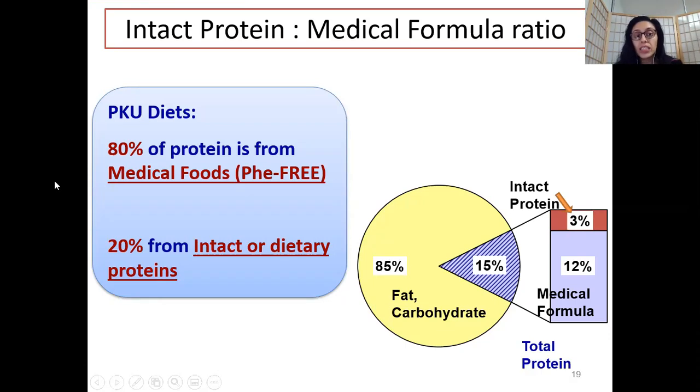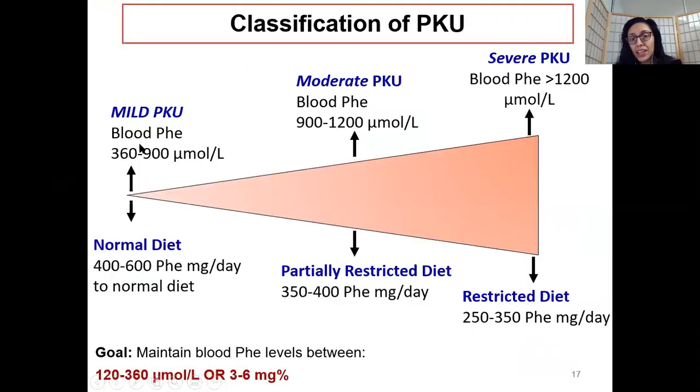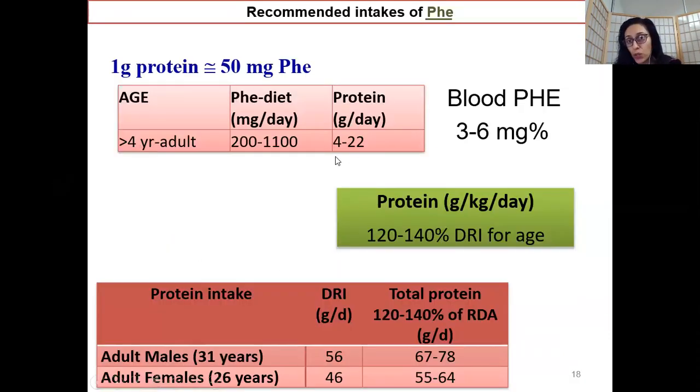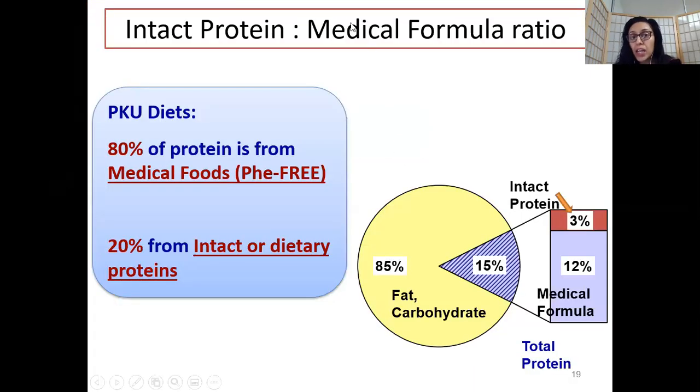All right, so guys, as I say, from the diet, they can only have say 4 to 22 grams of protein. But as we see, they need approximately 78 grams of protein. So where is the remaining protein coming from? The remaining protein is coming from medical foods, or medical formulas. All right, so in a PKU individual's diet, 80% of their protein needs are met via medical foods, and only 20% of protein needs are coming from intact proteins or dietary proteins.